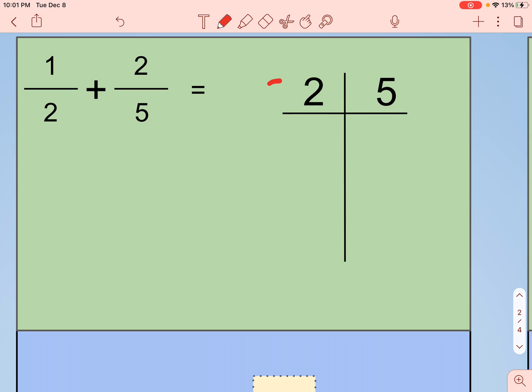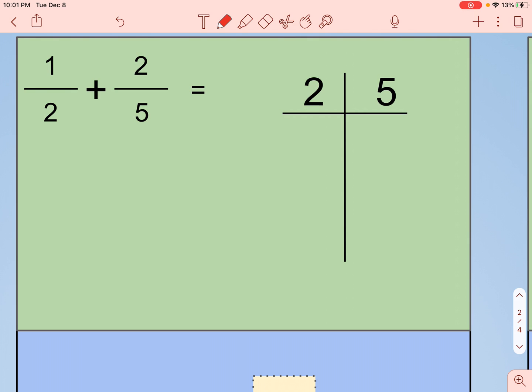What are the multiples of 2? What are the multiples of 5? See if you can work on those on your own in your math notebook. See if you can find the lowest common multiple of 2 and 5 on your own. Pause if you need to. Go ahead and unpause when you're done.